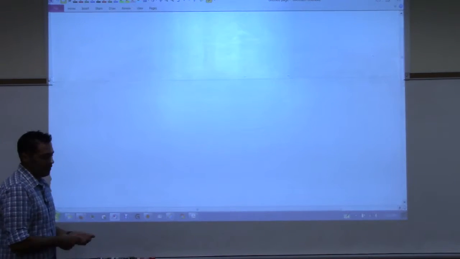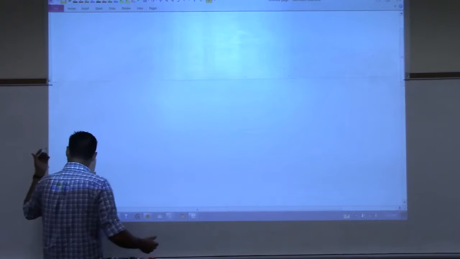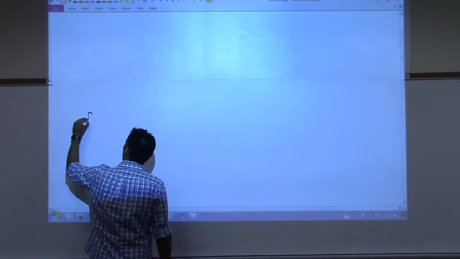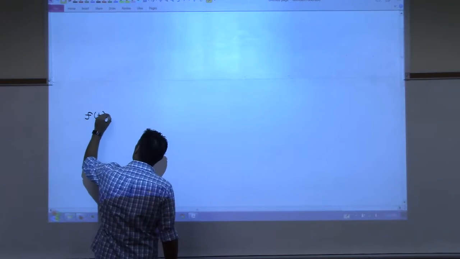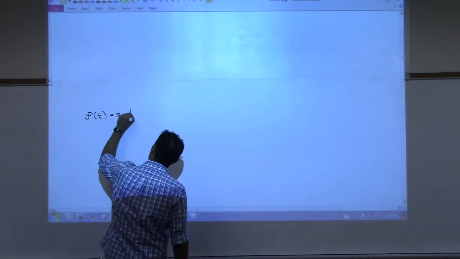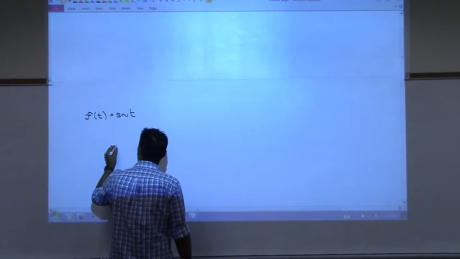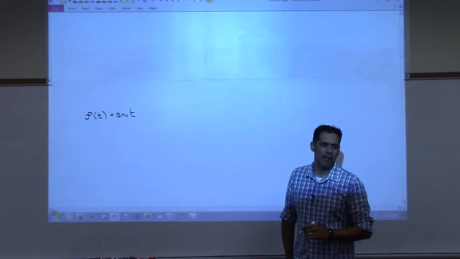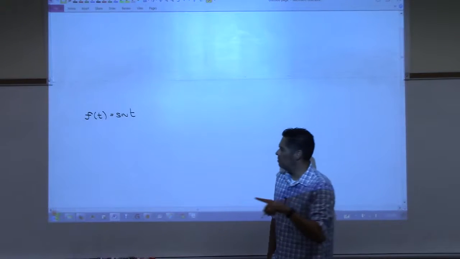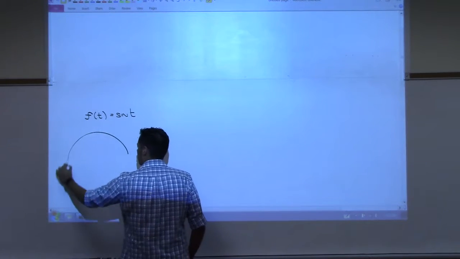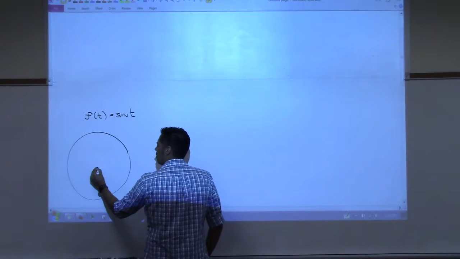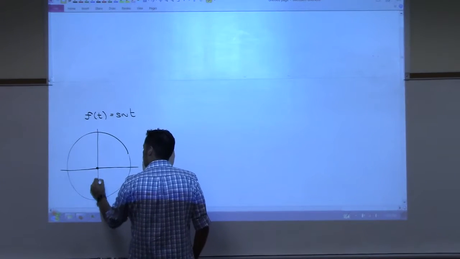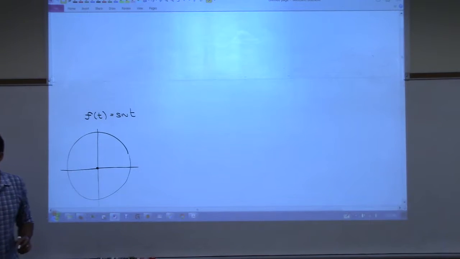All right, so graphs of sine and cosine. So we learned last time that if we define a function f of t to be sine of t, that is always equal to what? In terms of the unit circle, what was that? We have a unit circle coming out the x-axis here. It's the y value of the point.